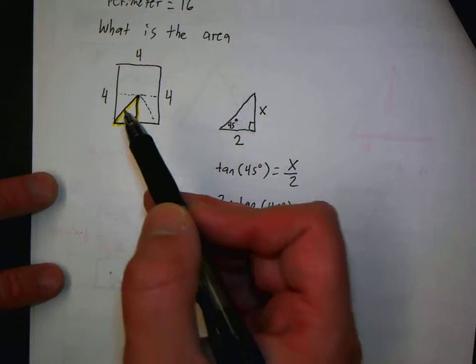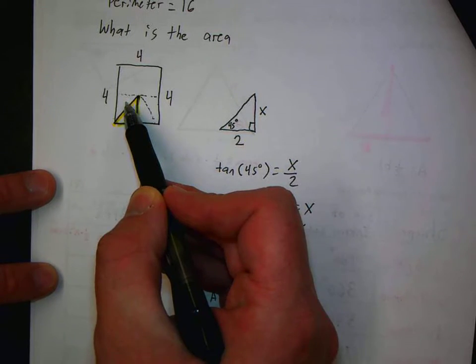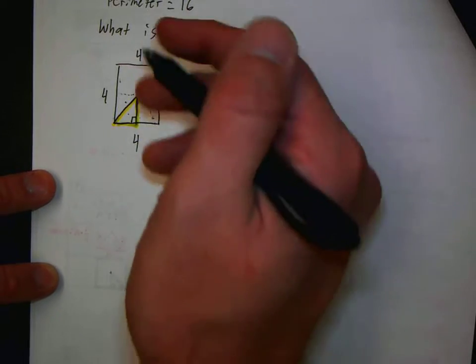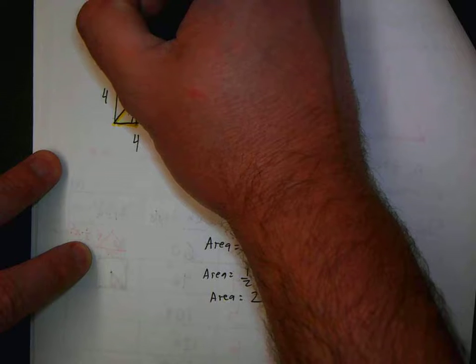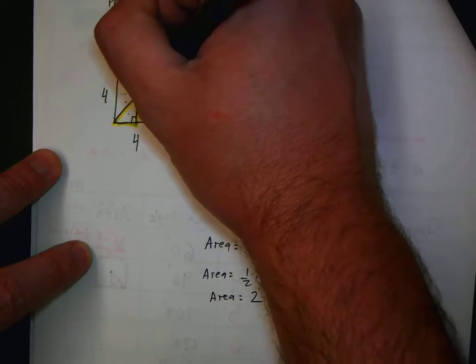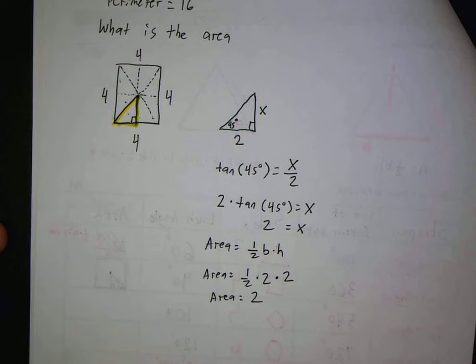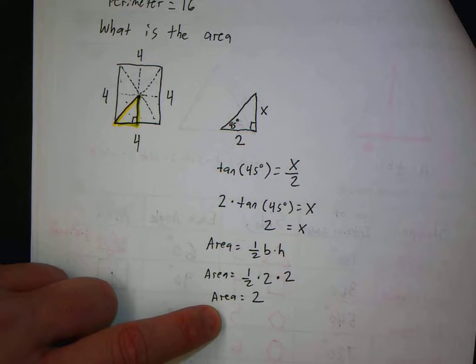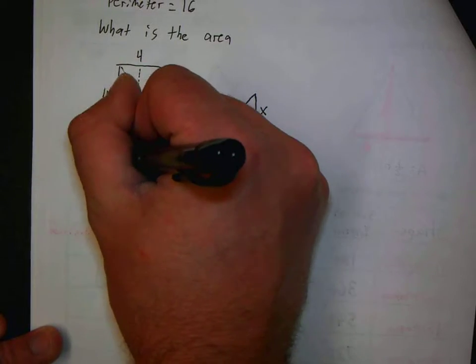So you would go 2 plus 2 plus 2 plus 2 is 8, right? And then you're going to have more. You have a total of 8 of those. So if you add 2 8 times, you get area of this is 16.